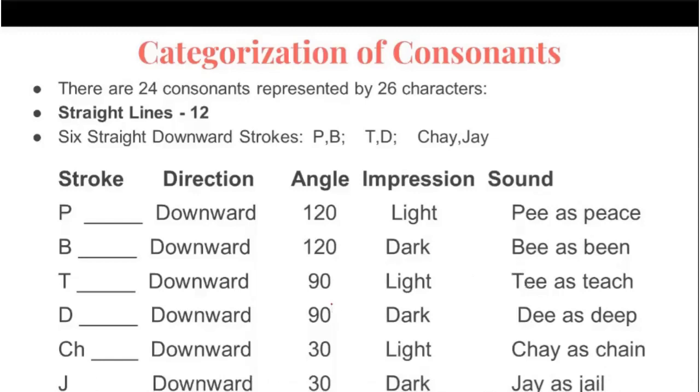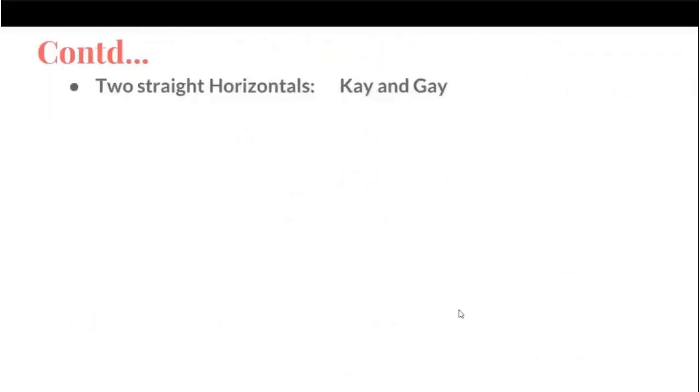We can draw the outlines also. I think it has already been clear to you. P, 120 degree angle. B is a dark stroke, 120 degree angle. T is a light stroke, 90 degree angle. D is also a 90 degree angle, but it is a dark stroke. CH is a downward stroke at the angle of 30 degrees of the perpendicular. This is the perpendicular. J is also a downward stroke, also at 30 degrees of the perpendicular. These all are downward strokes. Then the horizontal strokes, K and G.